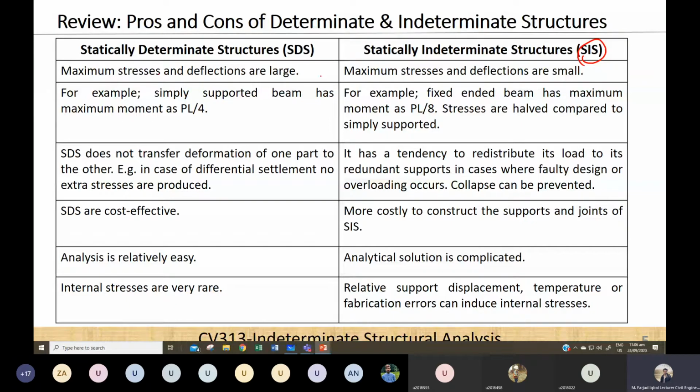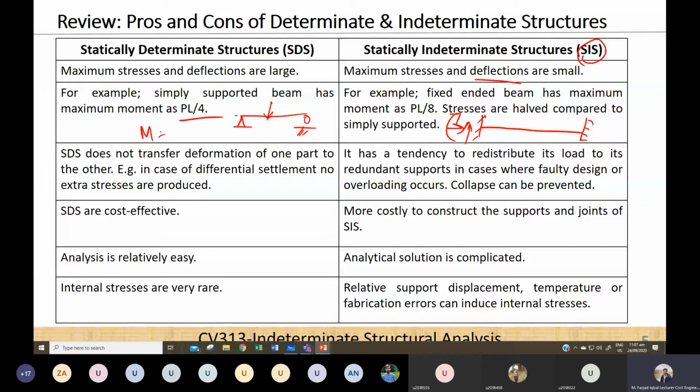As you know, in a determinate structure there are only two supports. So one can imagine that the stresses and deflections developed in this type of structure will be large compared to those in a statically indeterminate structure. For example, if this is an indeterminate beam, we have provided more supports, so it can resist more loads, and therefore the deflections are very small.